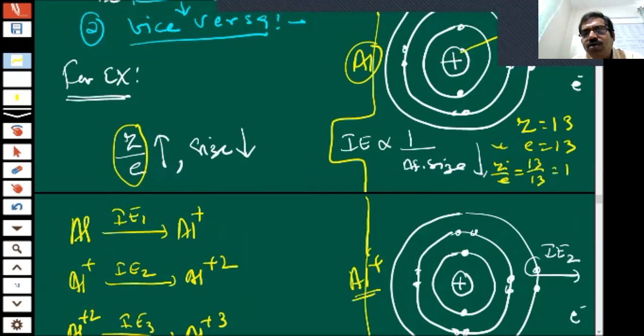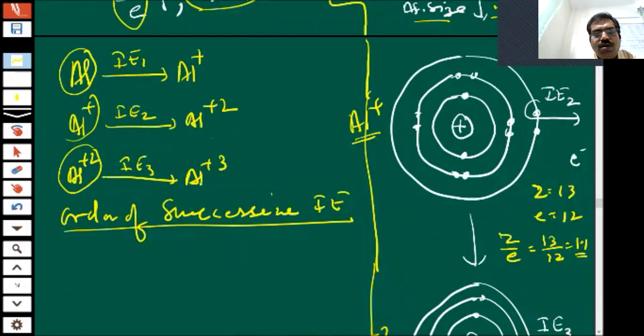So if atomic size is big, it is easy to remove the electron. So this is a bigger atom, so it will require less energy. Then it is smaller, then it is becoming more smaller. So what will be the order? Tell me, which energy will be more and which energy will be less? Al has more energy. Al is more than Al plus 2. Al plus 2 is more than Al plus 3.